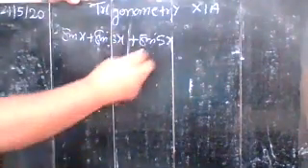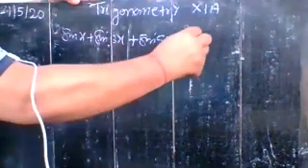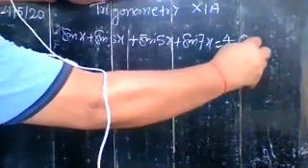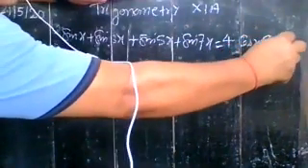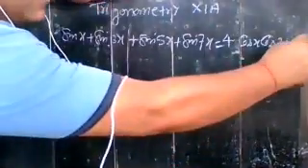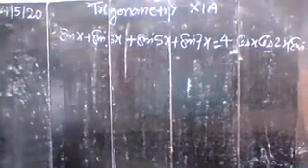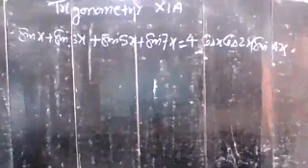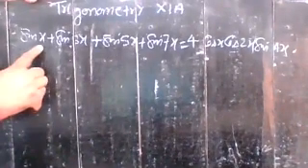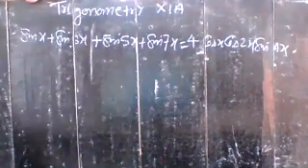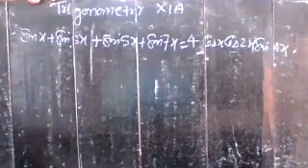plus sine 3x plus sine 5x plus sine 7x is equal to 4 cos x cos 2x sine 4x. Understand? So you have to prove the result in this way. Means you have to prove that sine x plus sine 3x plus sine 5x plus sine 7x is equal to 4 cos x cos 2x into sine 4x.